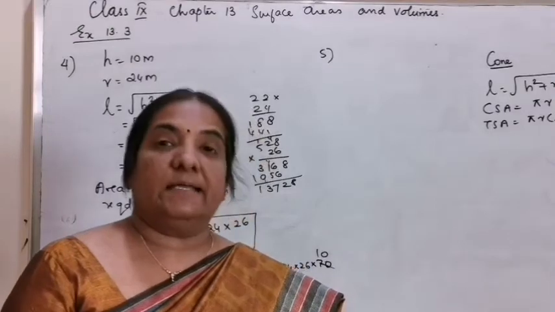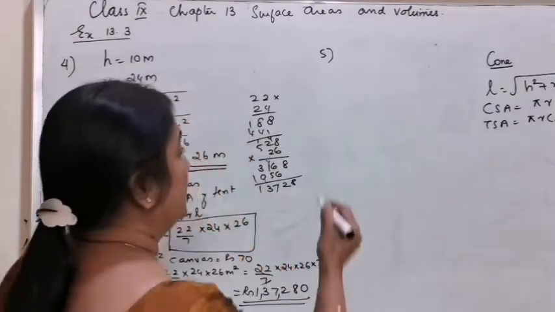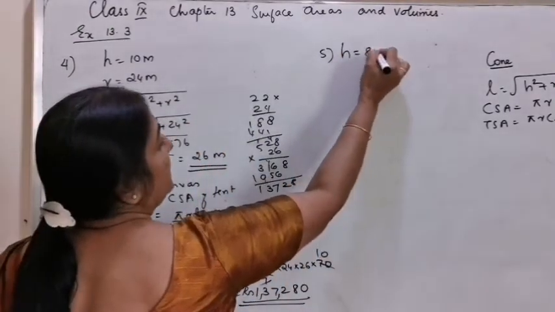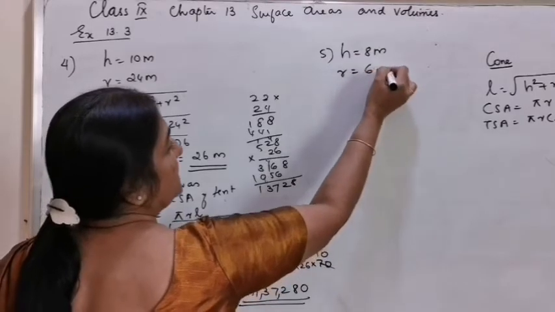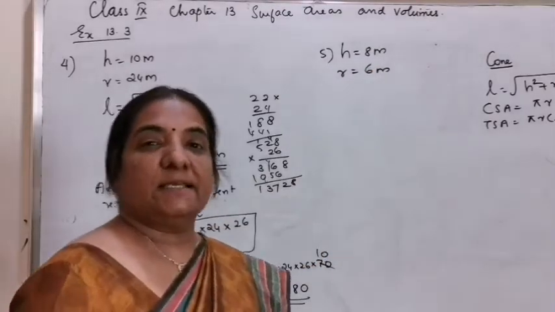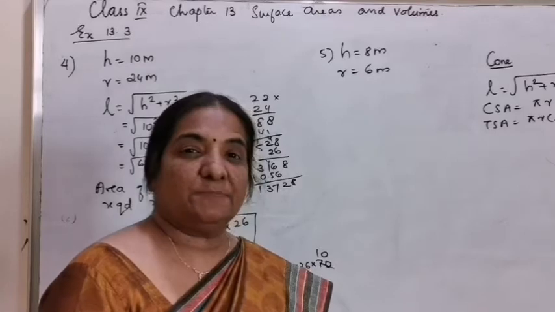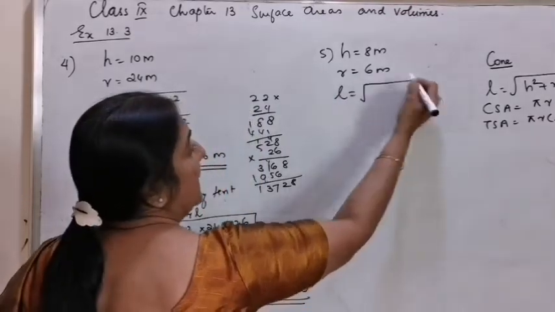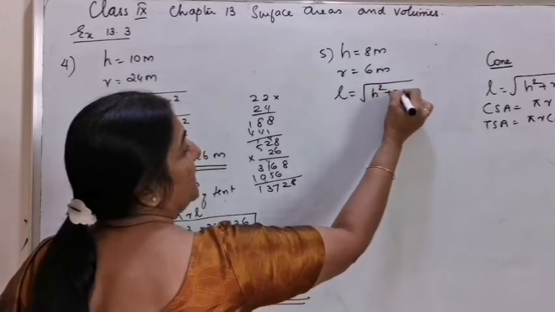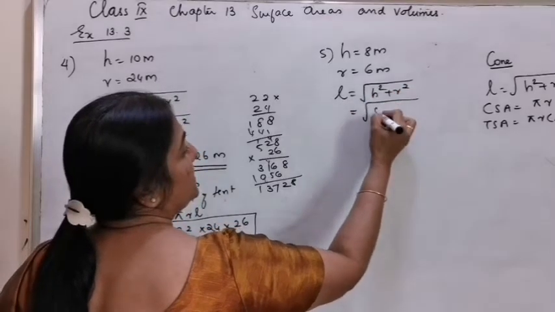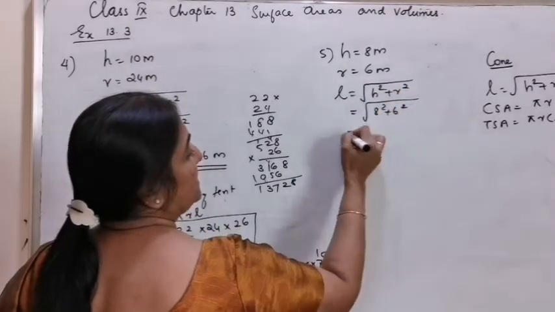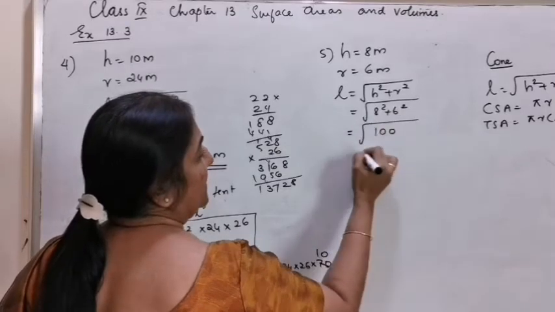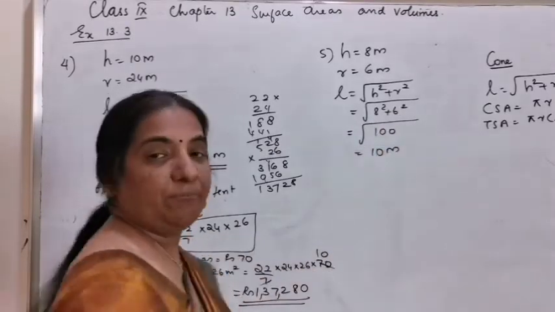It is given that the height of the tent is 8 meter, height equal to 8 meter, radius equal to 6 meter. Since the curved surface area of cone is pi RL, the first step is to find out the slant height L. L is equal to square root of h square plus r square, which is equal to square root of 8 square plus 6 square, square root of 100, which is equal to 10 meter.